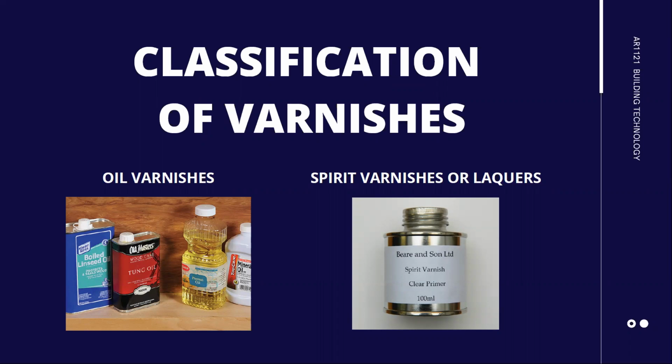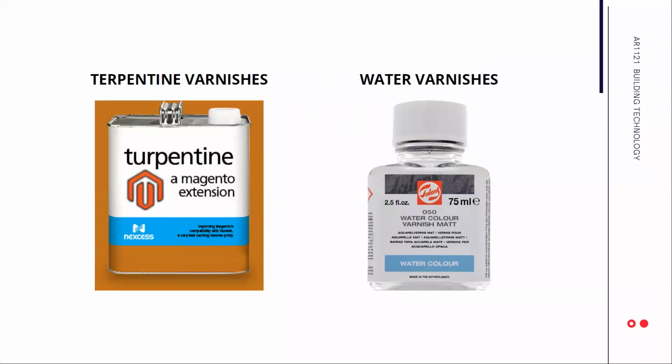Classification of varnishes. Oil varnishes use linseed oil as solvent in which hard resins such as amber and copal are dissolved by heating. Spirit varnishes use methylated spirit of wine as solvent in which soft resins such as shellac are dissolved. Turpentine varnishes use turpentine as solvent in which soft resins such as gum, damar, mastic, and rosin are dissolved. And water varnishes are formed by dissolving shellac in hot water using enough quantity of either ammonia, borax, potash, or soda.